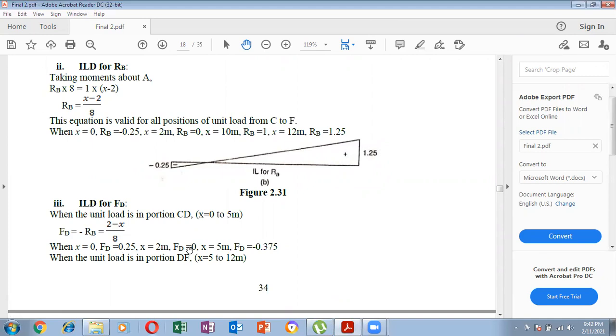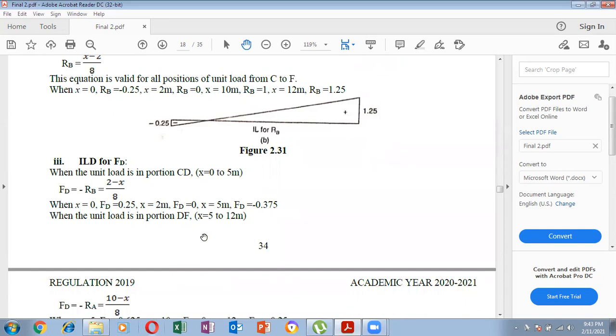Here we won't take H is equal to 10 meter, because this equation is valid only for H equal to 0 to 5 meters. So substitute H is equal to 5, which gives the shear force is equal to minus 0.375. So we have completed the first loading position. Then moving on to the loading position DF, that is H is equal to 5 to 12 meter. That is throughout the length.